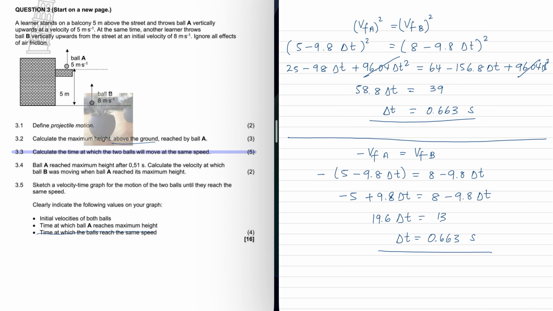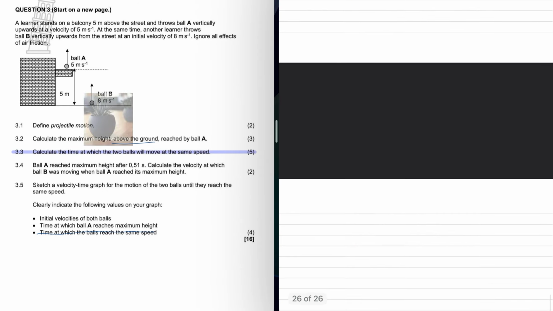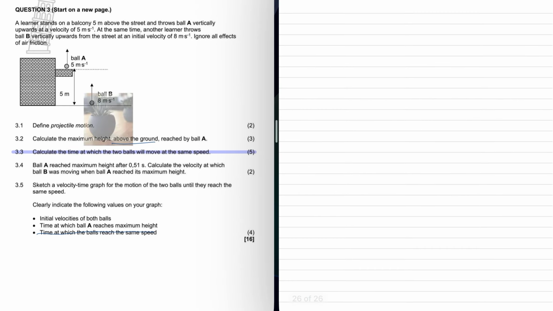And the fourth way you could solve this, the final way, is if you plot it on a graph. So what I'm going to do is plot a speed versus time graph. So speed and time. A starts at 5 and B starts at 8. And it goes down like so.